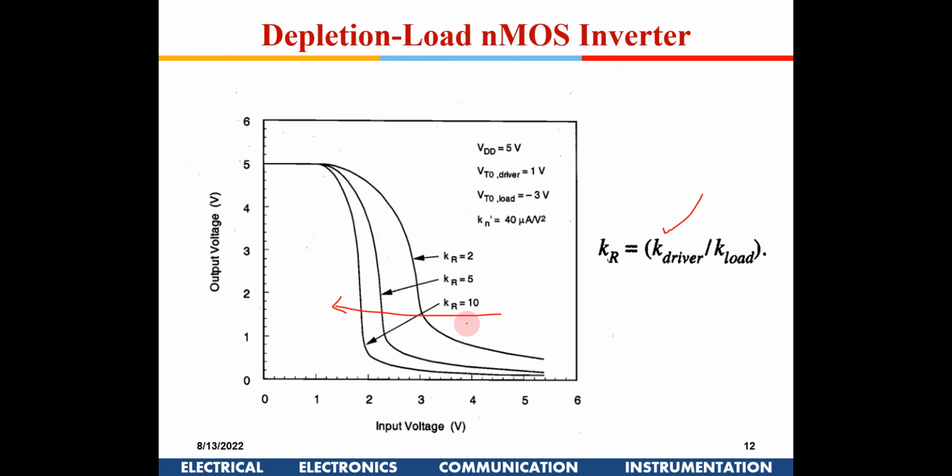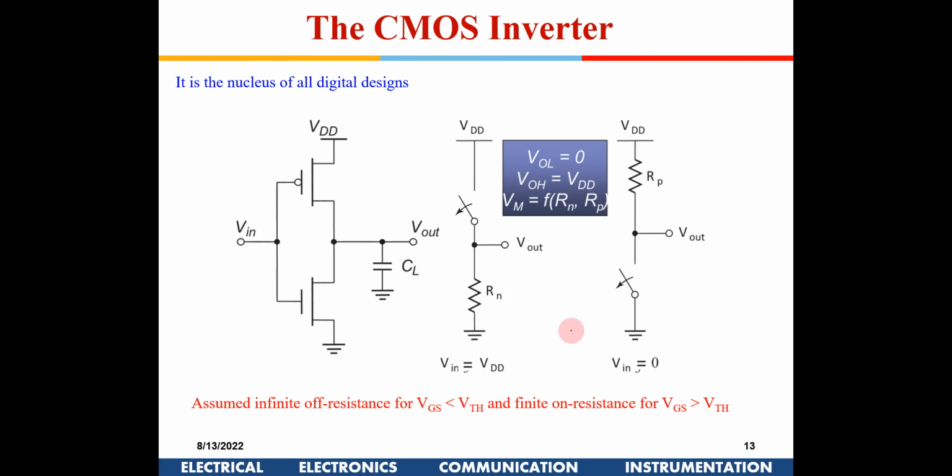You have to understand, if you make the nMOS stronger, if you make the pull down network stronger, it is going to pull this curve towards the left. So this is depletion load nMOS.